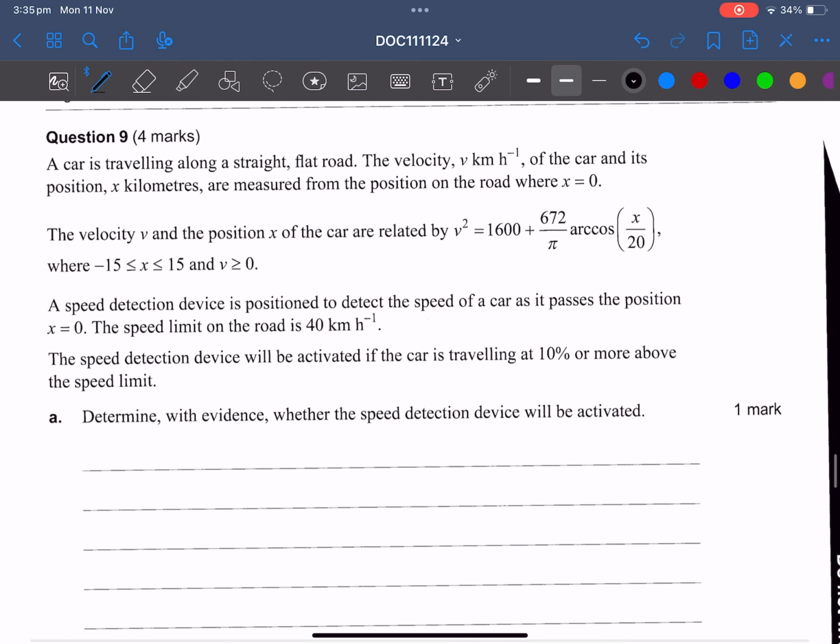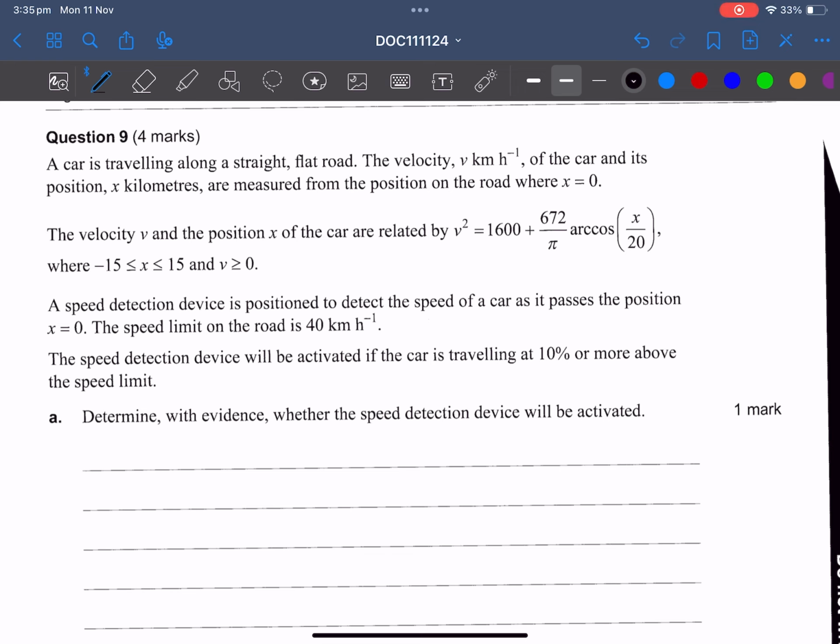A car is traveling along a straight flat road. The velocity v kilometers per hour of the car and its position x kilometers are measured from the position on the road where x is 0. The velocity and the position of the car are related by v squared equals the whole thing, where x is between negative 15 and 15 and v is greater than or equal to 0.